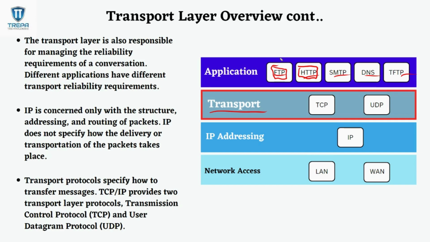So the difference between the transport layer and the IP addressing or the network layer is that IP is concerned only with the structure of addressing and routing packets, but IP is not going to specify how the delivery and transportation of packets takes place, meaning it's not going to structure our data. It's only caring about its IP structure and making sure it has the right IP address. So transport protocols will specify how to transfer data and messages. And there's two main transport protocols we're going to learn about in the CCNA. That is TCP and UDP.